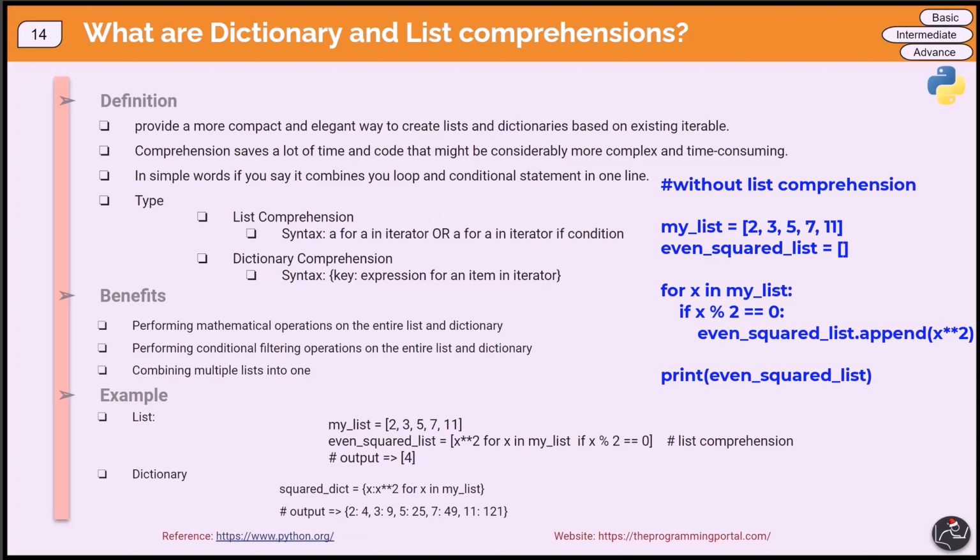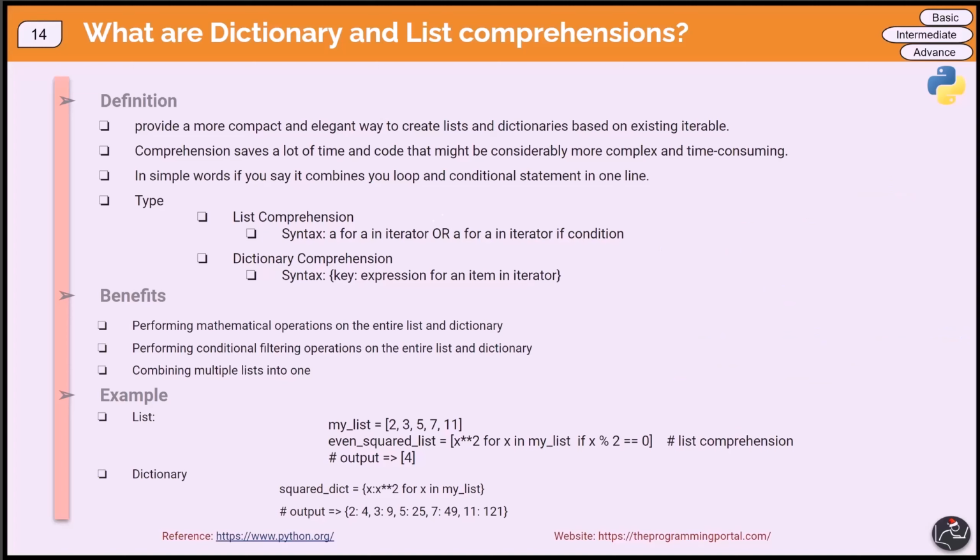So what if I say this whole process can be done in a single statement in Python without any complexity? That's where list comprehension comes into the picture. It is an elegant, more compact way to create a list or dictionary based on existing iterable objects. In simple words, it is a kind of combination of loop and condition in one shot.